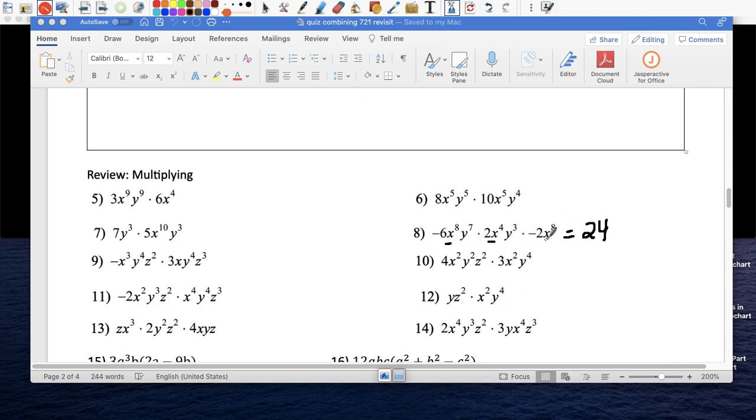x to the 8th, x to the 4th, and x to the 8th. So we have x to the 8th times x to the 4th times x to the 8th. Well, keep the base, add the exponent. It's x to the 20th. And then y to the 7th and y to the 3rd is y to the 10th.